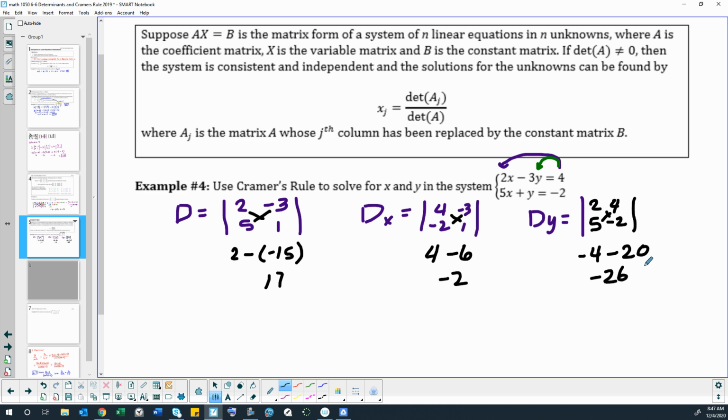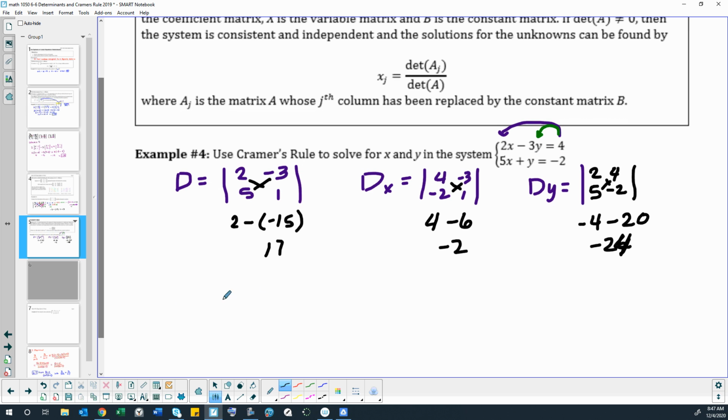These are really ugly numbers, and I don't necessarily like showing this process with such ugly numbers, but it's okay. Alright, I think I might have done this one wrong, did I? Let's see. -4 minus 20 is -24. Sorry, I combined those numbers incorrectly.